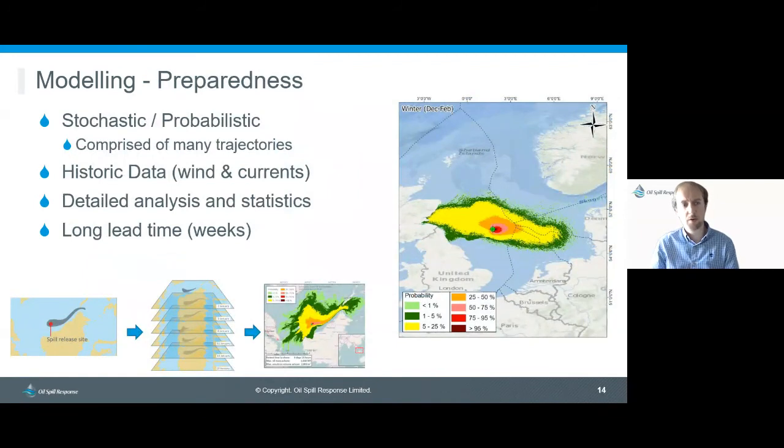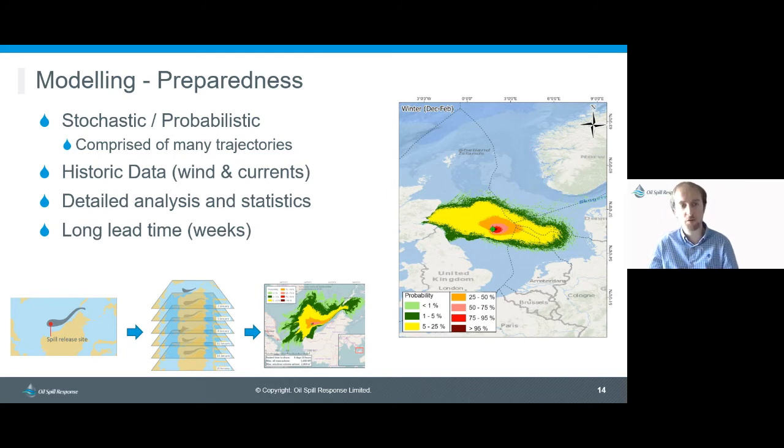So the other type of modelling that I mentioned before was the modelling that is done well before a spill occurs, whilst putting together an oil spill contingency plan or a document like that. And we use the same oil spill models to do this modelling, but we use a slightly different technique here called stochastic or probabilistic modelling.